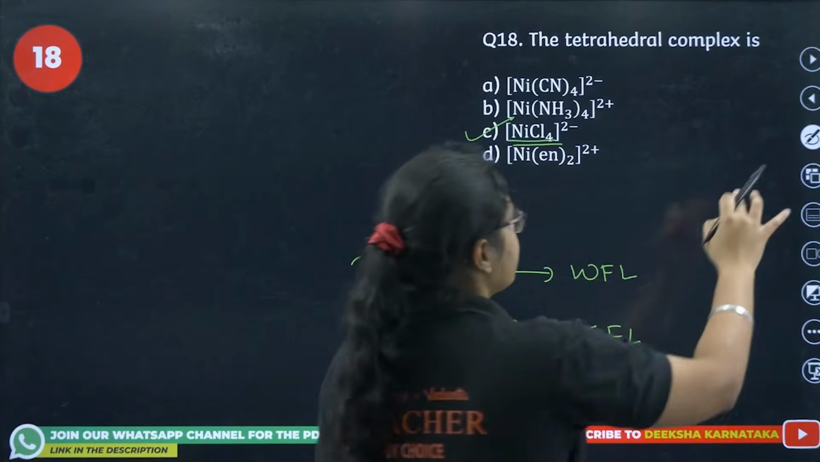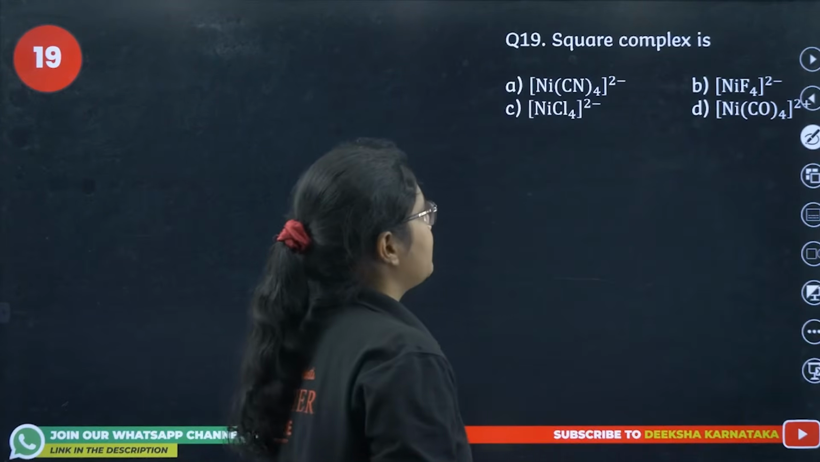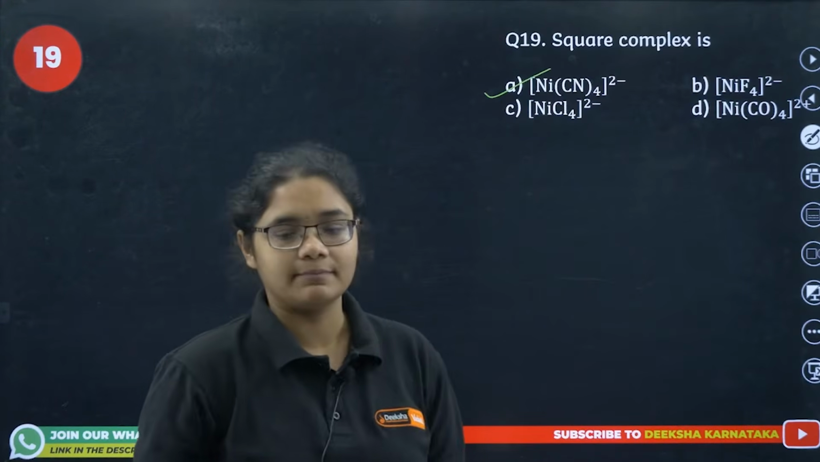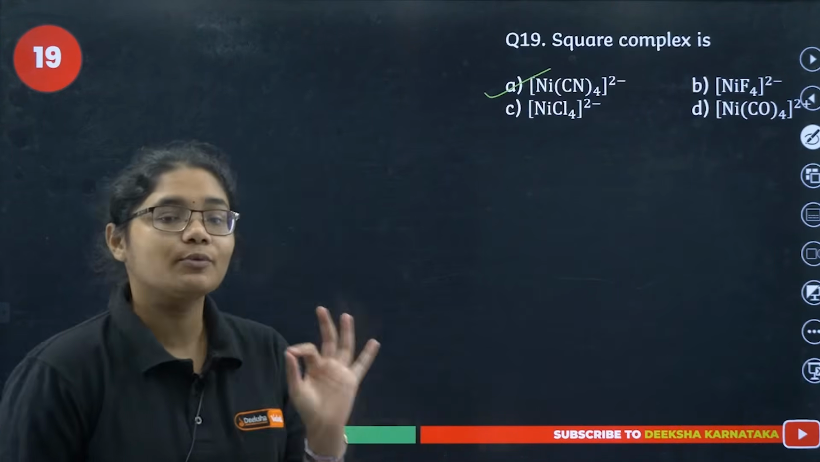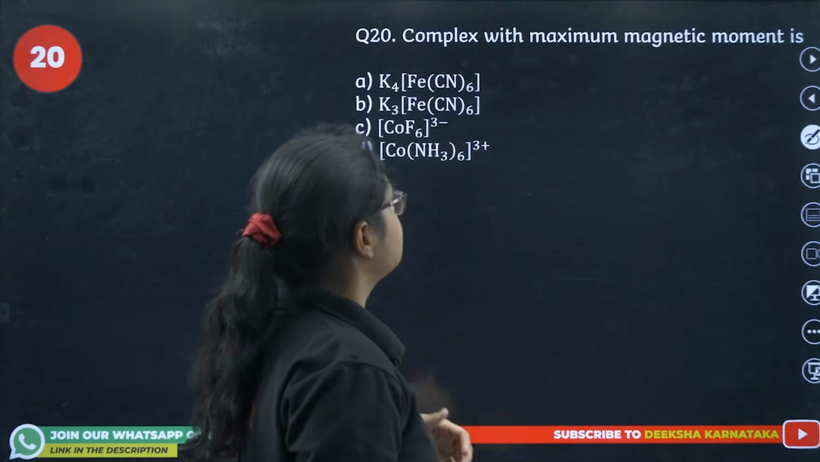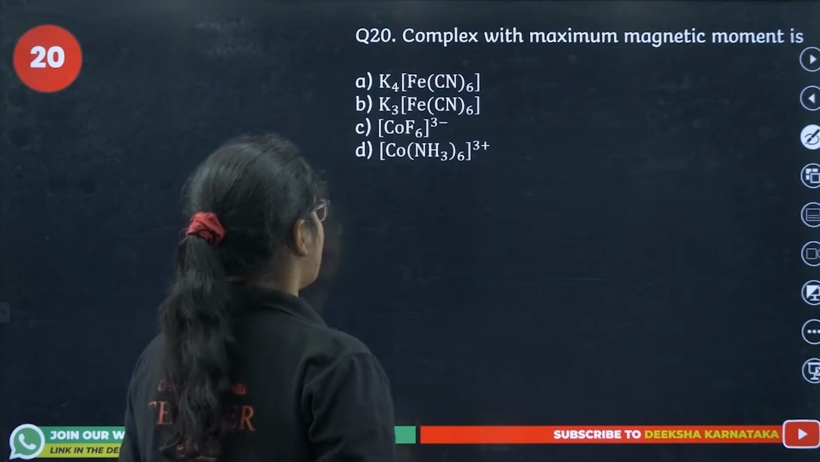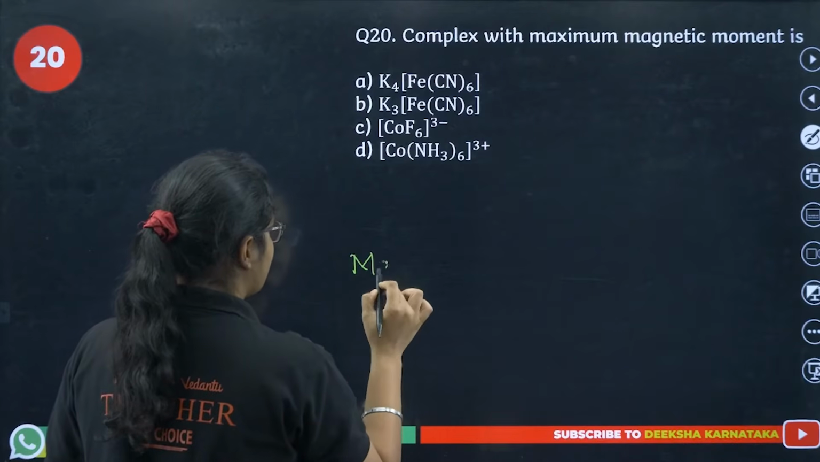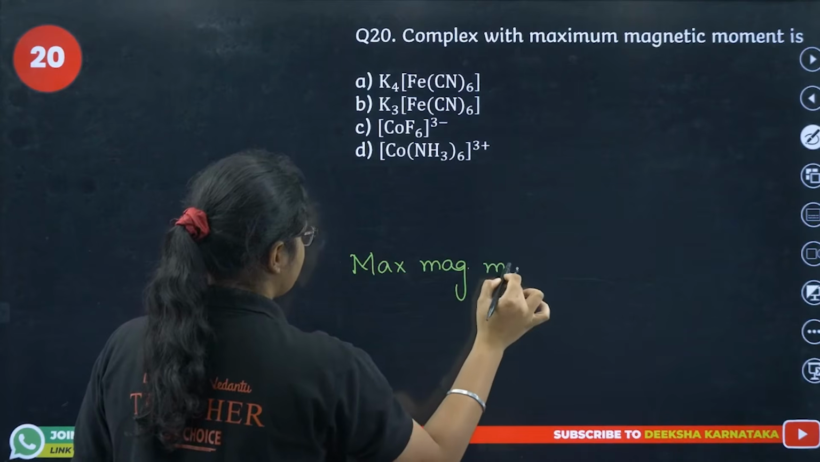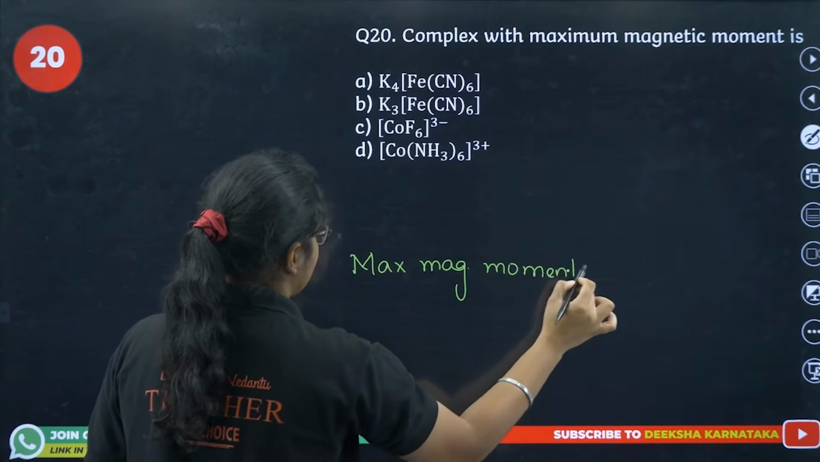Moving to the 19th question, the square planar complex is. We have seen [Ni(CN)4] in the example, so [Ni(CN)4] is the square planar complex. Next, we have the complex with maximum magnetic moment is. Again, when the question is asking for the maximum magnetic moment, that means what?